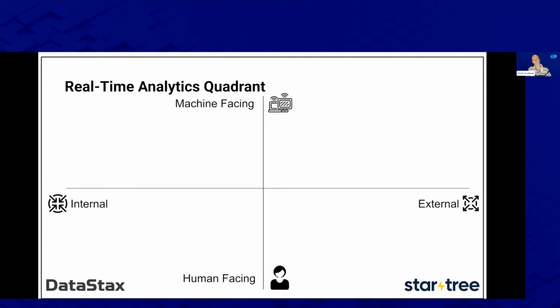We came up with this quadrant of the types of applications that we see people building. They fall into these 4 areas. Along the x-axis, it can be an internal application, or it can be external. And on the y-axis, it can be human-facing, or it can be machine-facing. In the top quadrant, machine-facing and internal, that's generally observability stuff, like Datadog type things.